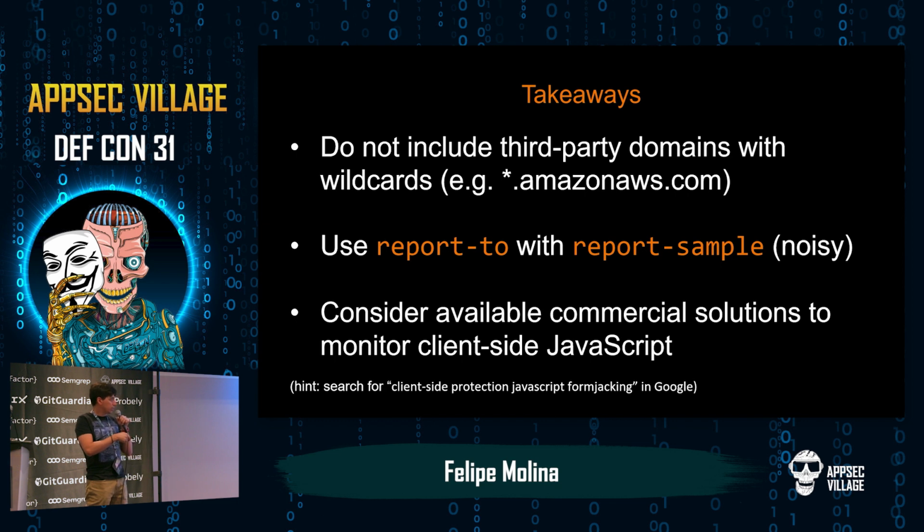Then use report-to and report-sample. It's going to be noisy, but it's giving you superpowers, and you are going to be able to see what is happening in real time with your users: what code is being executed on your clients' or users' side. And then finally, consider available commercial solutions to monitor client-side JavaScript. They are going to highlight an alert, telling you, hey, this script is being executed in one of your users' browsers, and it's not usual. So take a look at it.